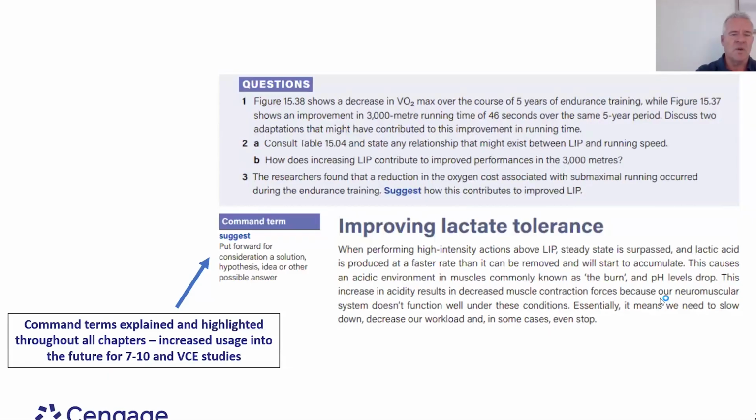I'm going to go through this one, but I've already highlighted that whenever there's a command word in any of the sort of questions, be it a chapter review question or a module review question, we actually think it's really important that students understand what they are actually required to do when they need to suggest how this contributes to improve lactate inflection point. What does the command mean? Justify, etc. So you'll see this appearing throughout each of the chapters.